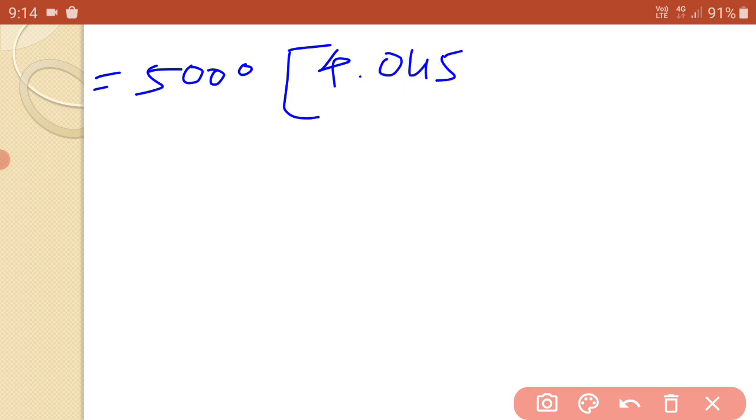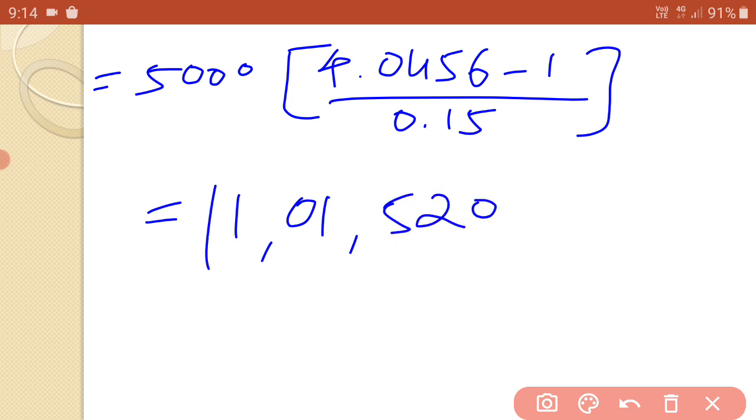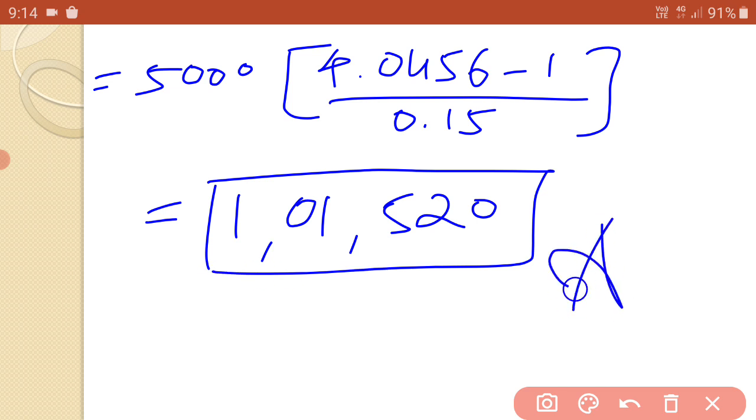After that, 5,000 into bracket 4.0456 minus 1 upon 0.15, and finally you calculate in the calculator. 1,01,520 is the final answer. Check it.